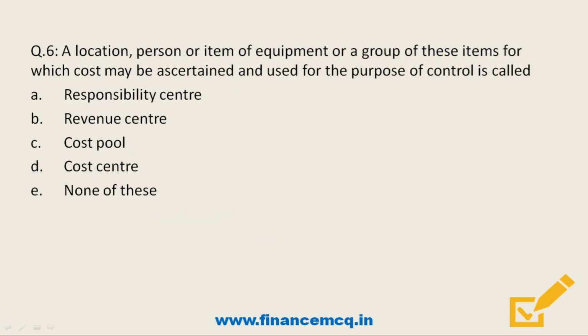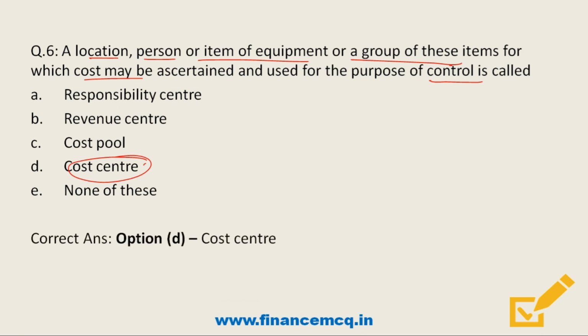Moving on. Next question, a location, person or item of equipment or a group of these items for which cost may be ascertained and used for the purpose of control is called, option A is responsibility center, option B is revenue center, option C is cost pool, option D is cost center. So friends, here remember that cost center can be defined as a location, person or item of equipment or a group of these items where cost is ascertained basically to control them. So here the correct answer is option D, that is cost center.